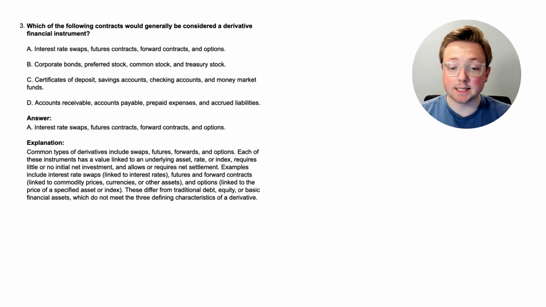Each of these instruments has a value linked to an underlying asset, rate, or index, requires little or no initial net investment, and allows or requires net settlement. So they each have those 3 characteristics. Examples include interest rate swaps linked to interest rates, futures and forward contracts that are linked to commodity prices, currencies, or other assets, and options, which are linked to the price of a specified asset or index. These differ from traditional debt, equity, or basic financial assets, which do not meet the 3 defining characteristics of a derivative. So again, now we know the definition, the characteristics, and what is generally considered a derivative. Now let's go to the next question.